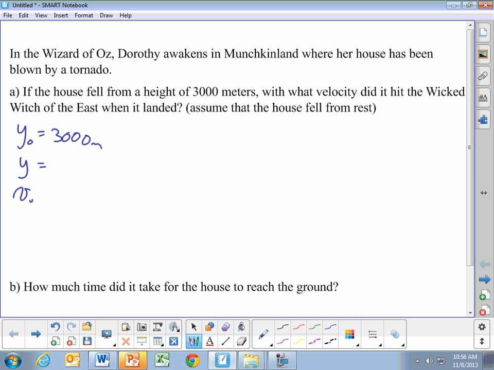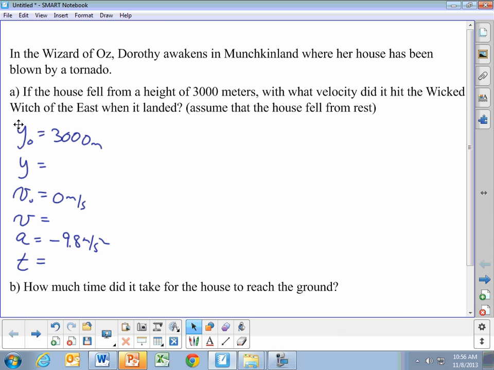The initial velocity of the house we're going to assume was 0 meters per second. Because it's in free fall, the acceleration of this house was negative 9.8 meters per second squared. Again, we're ignoring air resistance in this problem. And so what we're trying to find is when it reaches the ground, so when the final height is 0 meters, what was the velocity of the house and how much time did it take?